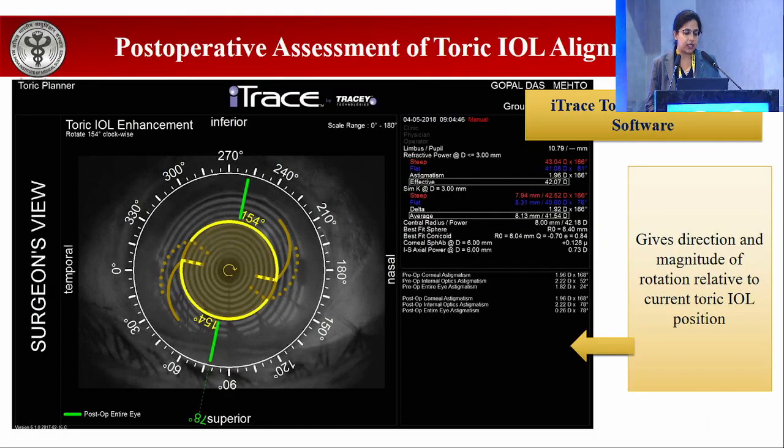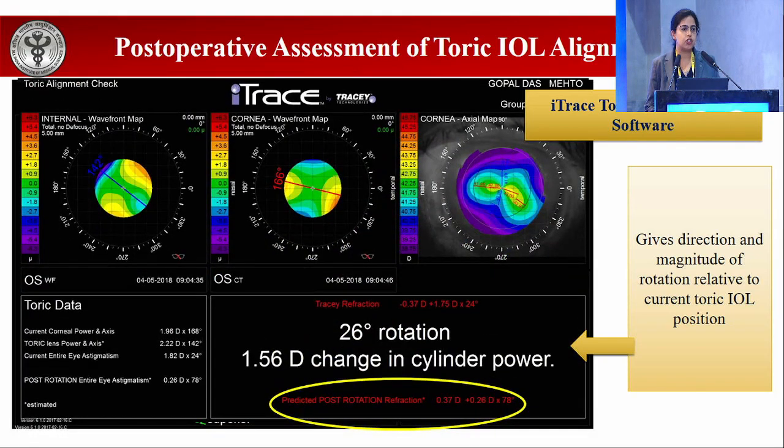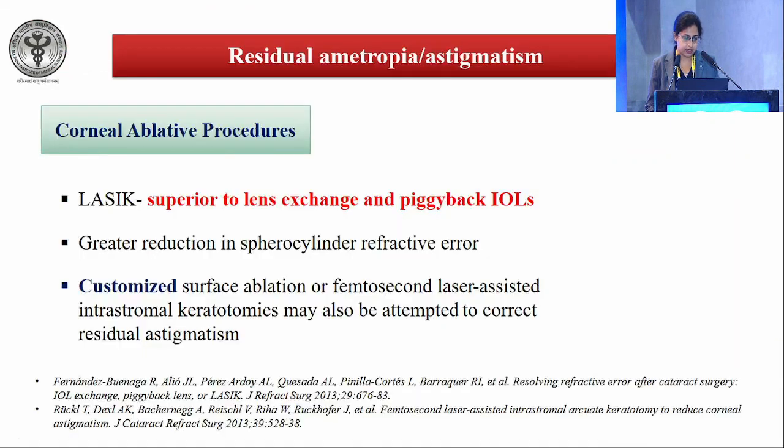For post-operative assessment of toric IOL alignment, ray tracing aberrometry is a useful tool which gives you the direction and magnitude of rotation relative to the current IOL position. In cases in which you have aligned improperly or the lens has rotated in the post-op period, it will tell you how much rotation is required and how much post-op improvement is likely to happen. So in this case, ray tracing says that no further rotation is required and the Tracey refraction is green.